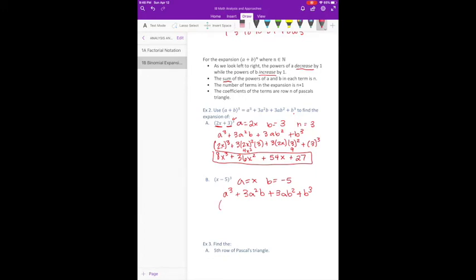So we have x cubed plus 3 times x squared times negative 5 plus 3 times x times negative 5 squared plus negative 5 cubed. Okay, so x cubed is just going to be x cubed.